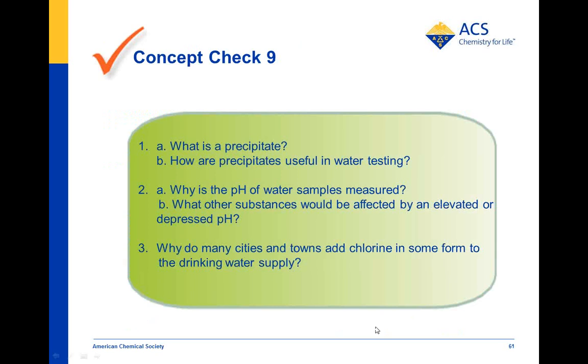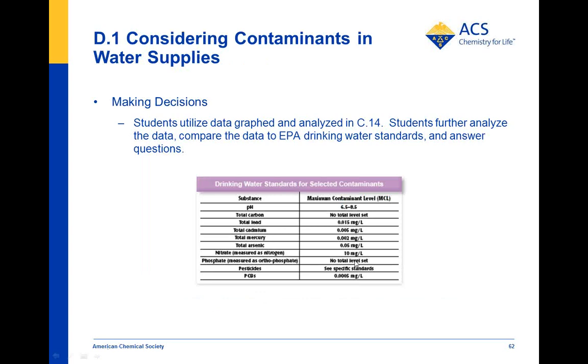So again, we're going to start off with a concept check. What's a precipitate? How do we measure the pH? And why do we add chlorine to our water? We start off looking at the data that we graphed in the last section, and we want to compare that data to EPA standards. That will let us know, are we too high? Is it an issue? And we're going to keep that in mind as we go through the rest of the section.